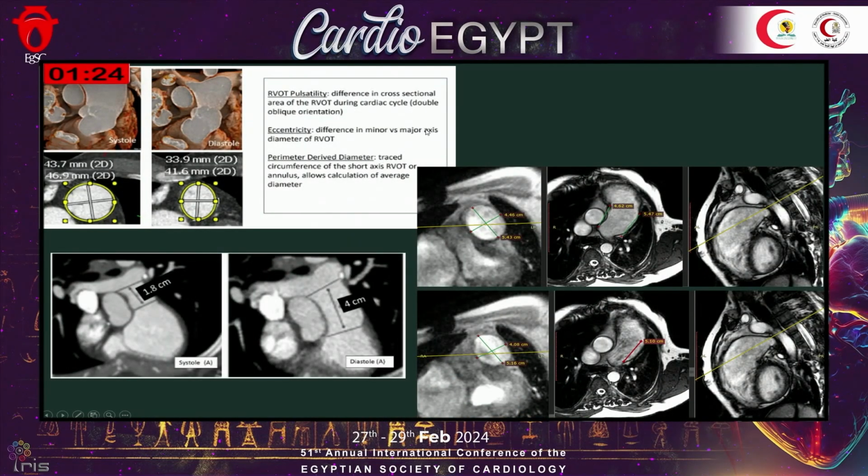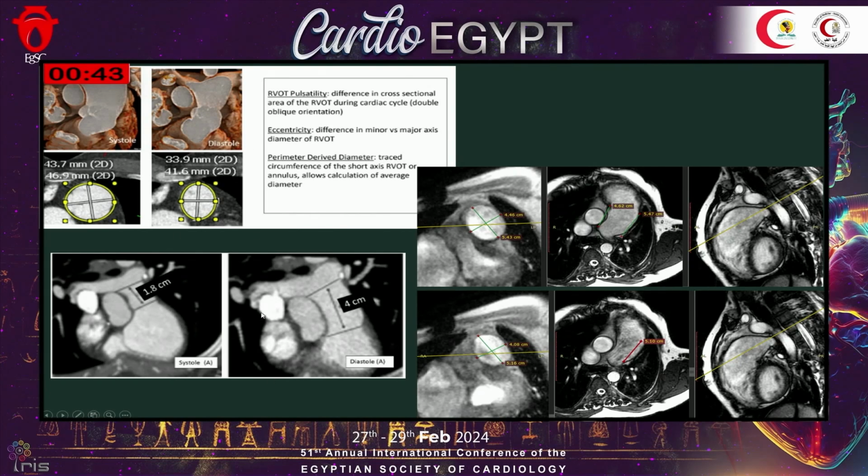In cases of native RVOT, you should also consider the RV pulsatility, which is the difference in cross-sectional area of the RVOT during cardiac cycle, meaning the difference in the diameters during systole and diastole, because as you can see in systole, the diameters are larger, and also the length of the landing zone will differ from systole and diastole. The other point is eccentricity, the difference in minor versus major axis diameter of the RVOT, because these two parameters, if they are very high, this is a very unfavorable anatomy for percutaneous pulmonary valve replacement.